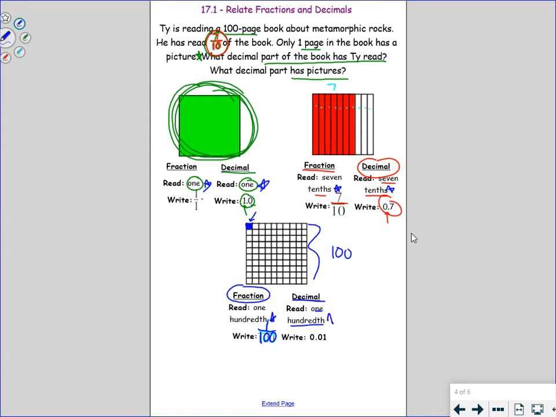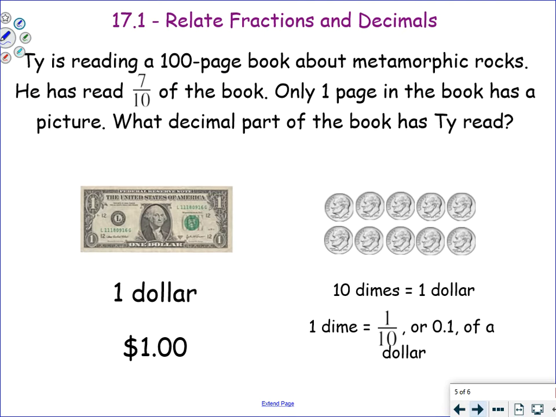Now notice, we have 0.01, 1/100th. We have 1 in the 100th place value. So that is how we relate fractions. If you are able to read it, you can write it. Another way you can think of it is money. Ty is reading a 100-page book, same thing. 7/10 of the book.